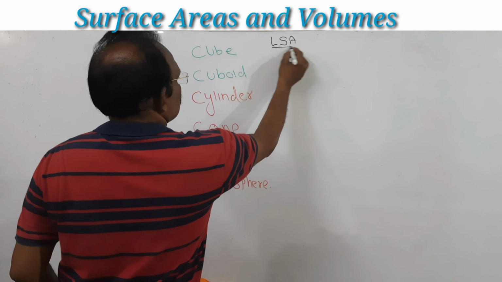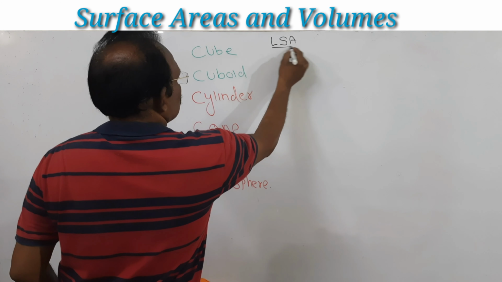Okay. Now we will go for total surface area. What is the total surface area? See, total surface area means this curved surface area plus the area of this and plus the area of this. What is this area? It's a circle. The area of a circle is pi r square. Here is a circle, here is a circle. So we have 2 times pi r square and this curved surface area.